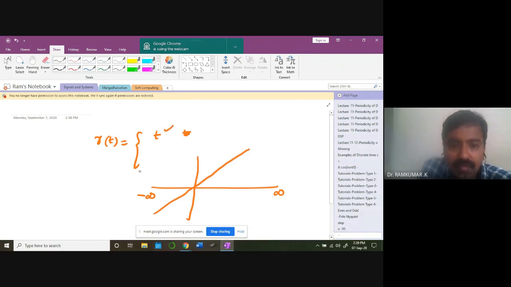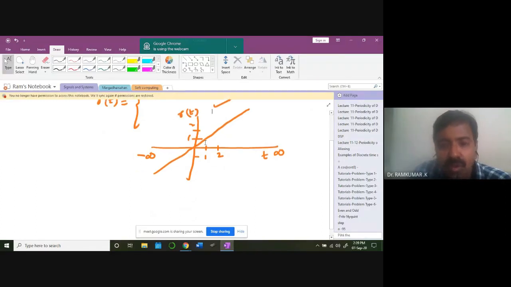R of t is equal to t. So in that case, whatever value here it is 1, here it is 1. Here it is 2, here it is 2. Here it is minus 1, here it is minus 1. So the slope is 1 and you're going to get a ramp signal like this. This is t, this is r of t. The ramp signal is defined like this.